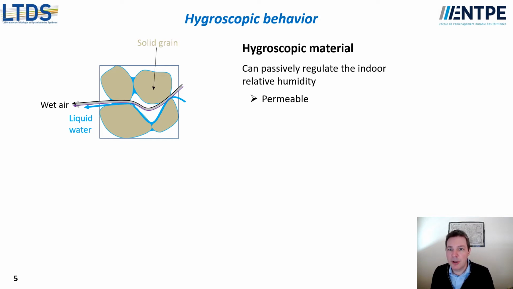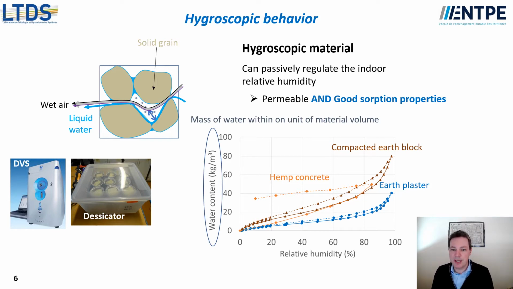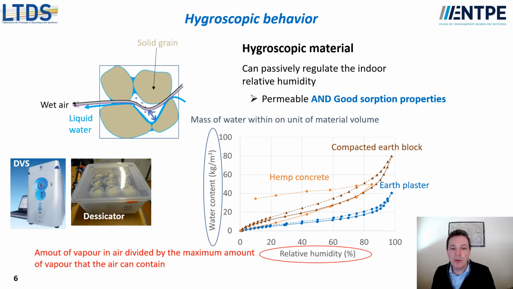However, permeability is not sufficient. The material must have as well good suction properties. The suction property is the amount of water that the material can take in function of the relative humidity in which the material is. And the relative humidity is the amount of vapor in the air divided by the maximum amount of vapor that the air can contain. So we can see in this graph, for example, that compacted earth blocks can have about 80 kilograms of water per cubic meter of material if it is submitted to an atmosphere at 90% of relative humidity.